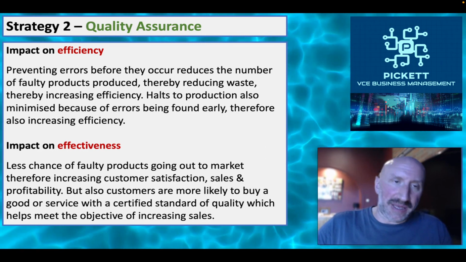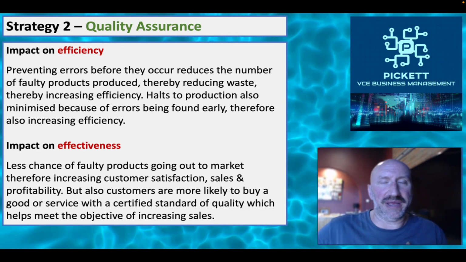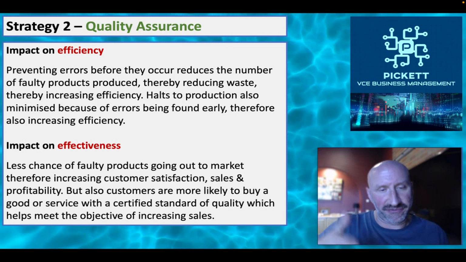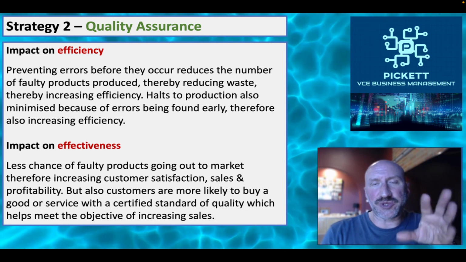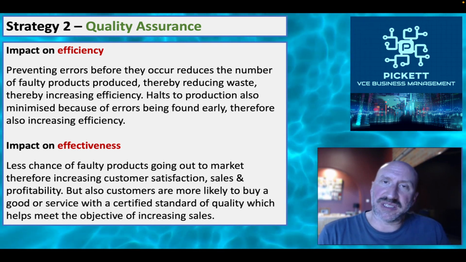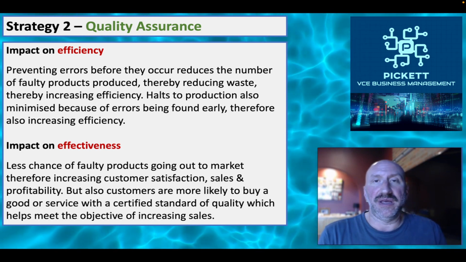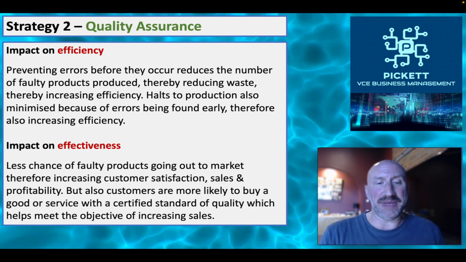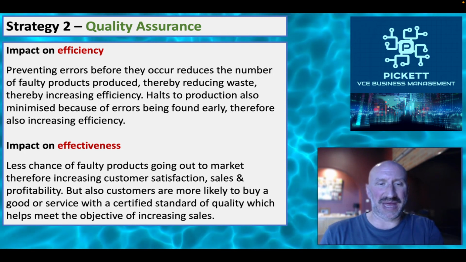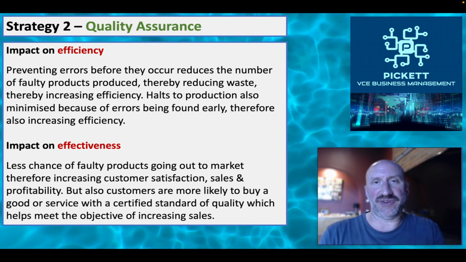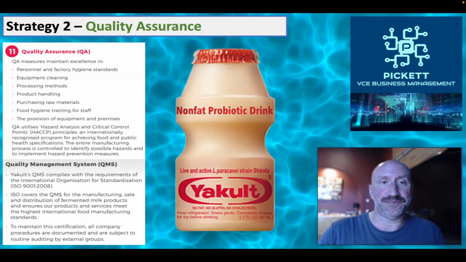And again, impact on effectiveness, really similar. Less chance of faulty products going out to market, thereby increasing customer satisfaction, therefore sales and profitability. But also an added dimension here, which we didn't get from QC. Customers are more likely to buy a good or a service with the certified standard of quality. And that again helps meet the objective of increasing sales. Okay, so very similar, but that last sentence there is an add-on, a benefit you don't get from QC.